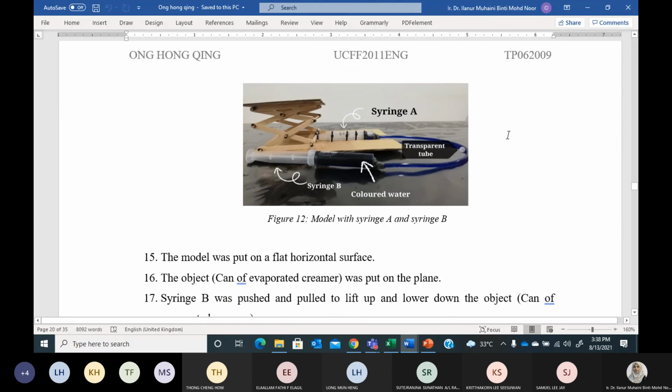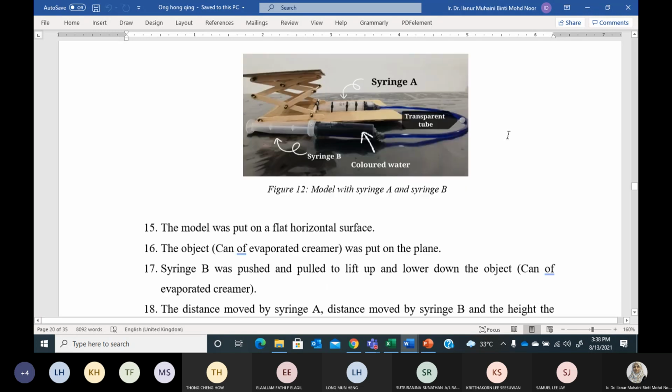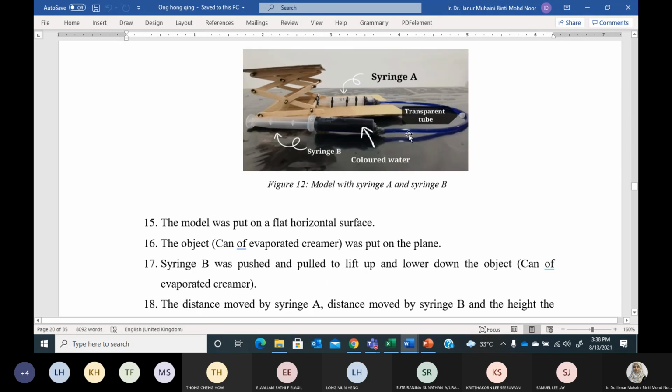Use this one. Okay, model with syringe A and syringe B. Okay, when you see this, you will easily understand. This is syringe B, this is the colored water, and this is syringe A. Okay, also have figure number with the title. Figure number must have title next to it. Okay.